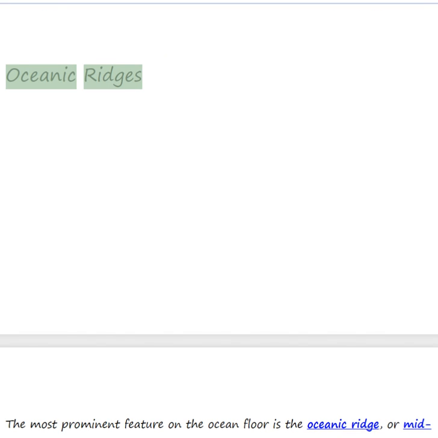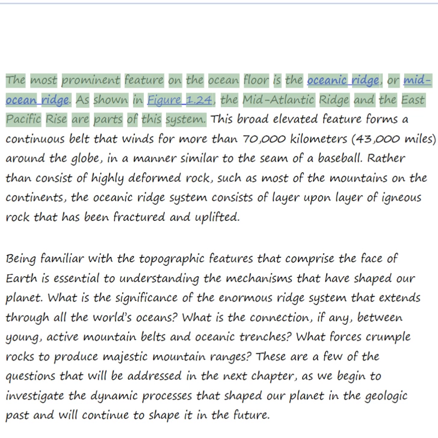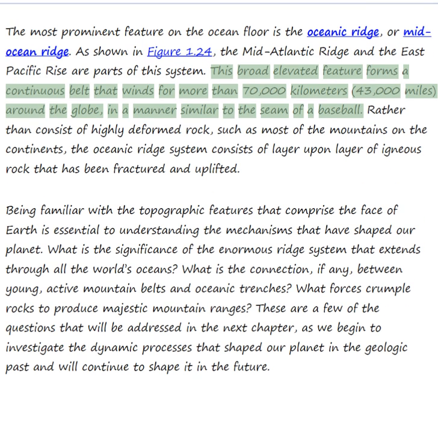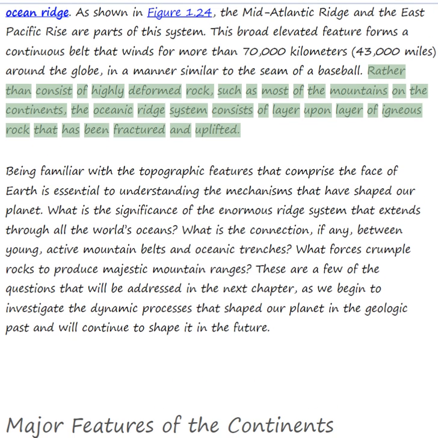Oceanic ridges. The most prominent feature on the ocean floor is the oceanic ridge, or mid-ocean ridge. As shown in Figure 1.24, the Mid-Atlantic Ridge and the East Pacific Rise are parts of this system. This broad elevated feature forms a continuous belt that winds for more than 70,000 kilometers around the globe, in a manner similar to the seam of a baseball. Rather than consist of highly deformed rock, such as most of the mountains on the continents, the oceanic ridge system consists of layer upon layer of igneous rock that has been fractured and uplifted.